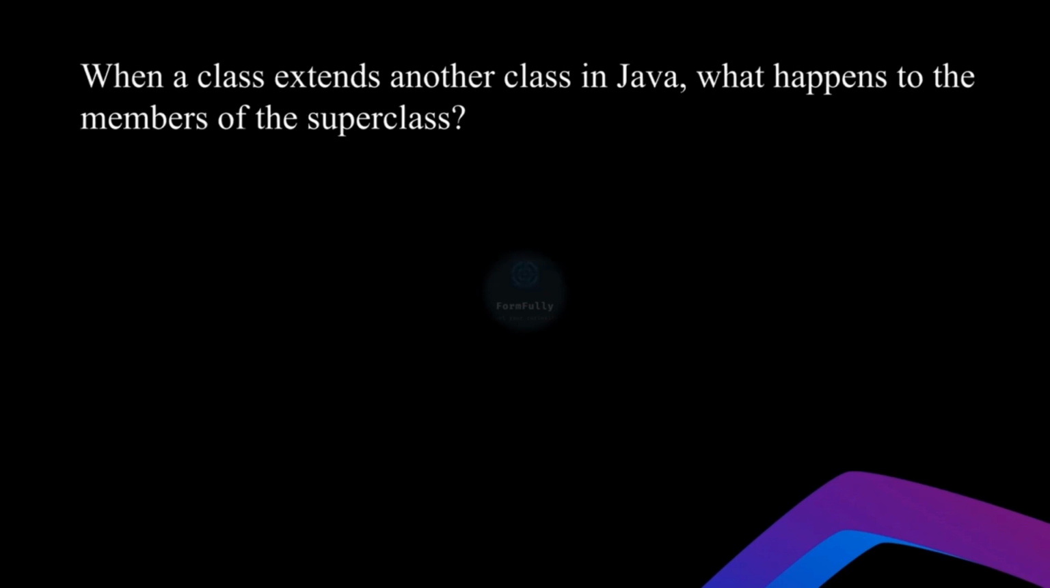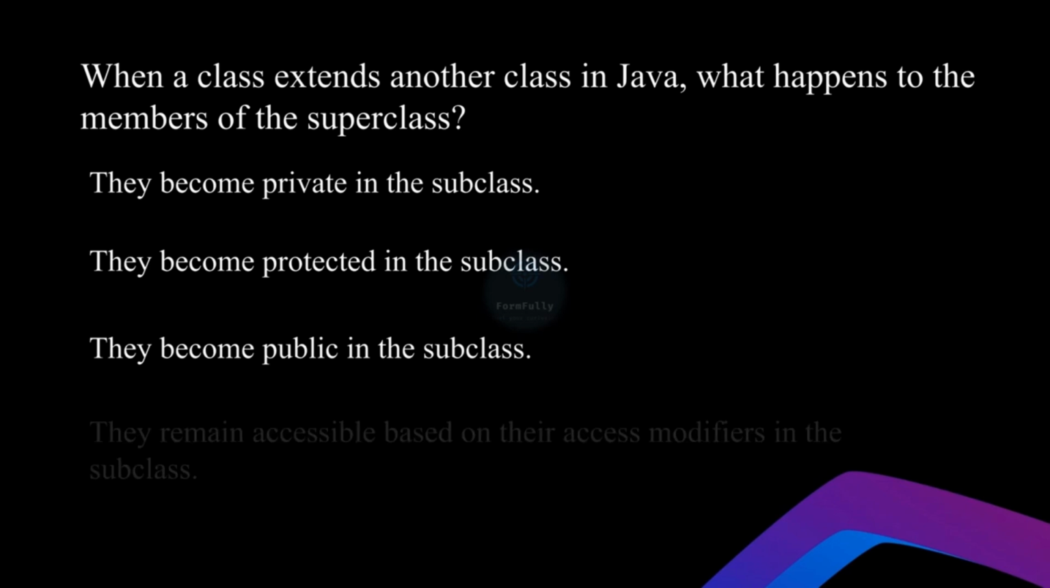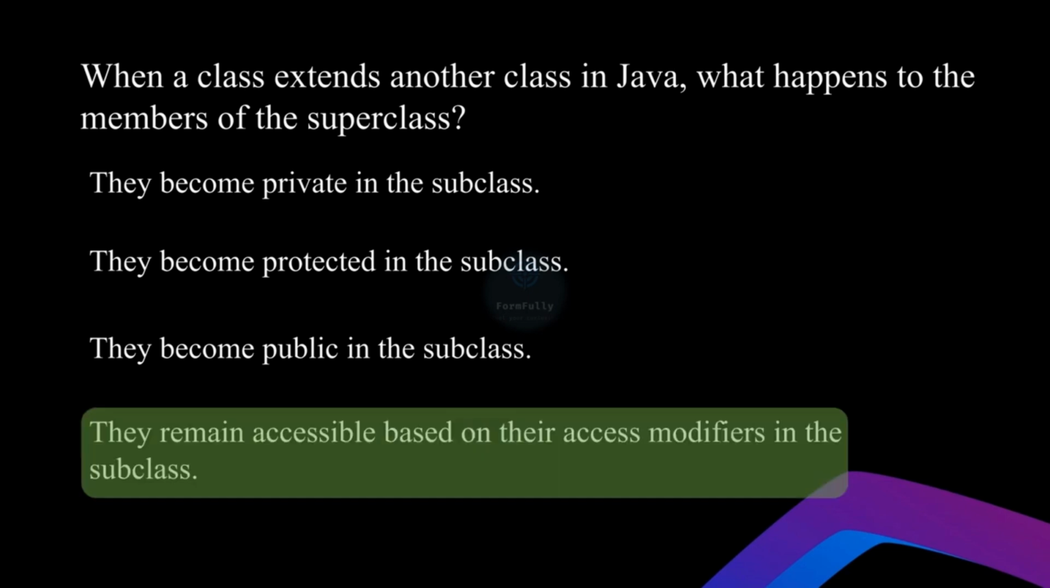Next question. When a class extends another class in Java, what happens to the members of the superclass? Options are: they become private in the subclass, they become protected in the subclass, they become public in the subclass, they remain accessible based on their access modifier in the subclass. Here, option D is correct.